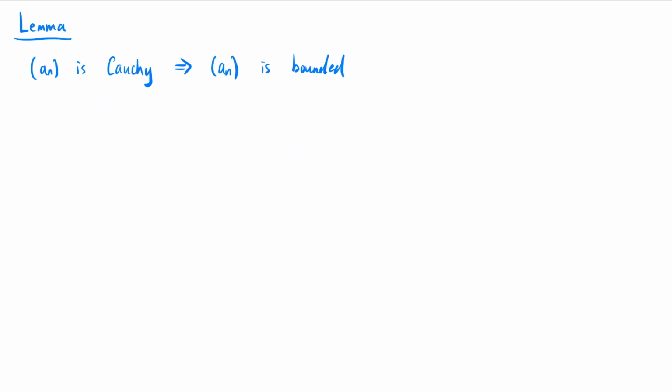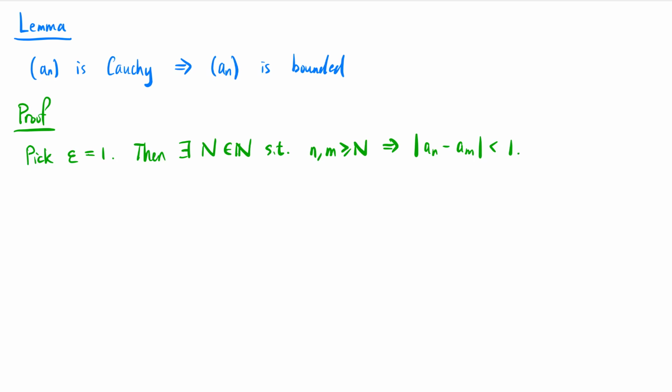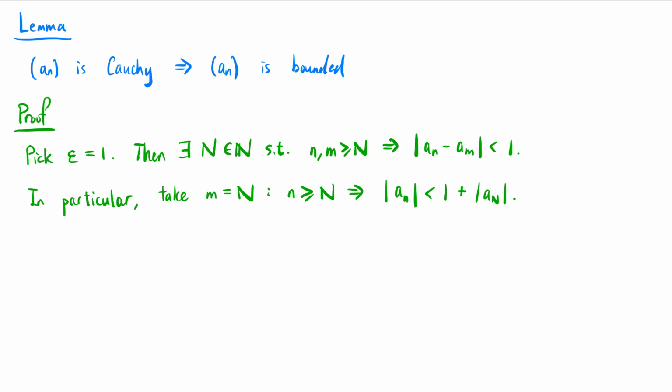Let's prove this lemma, which states that if a sequence an is Cauchy, then it is bounded. We pick epsilon to be equal to 1. Then there exists a capital N, a positive integer, such that whenever n and m are greater than or equal to capital N, we have that the absolute value of an minus am is less than 1. In particular, if we take m equals capital N, then little n greater than or equal to capital N implies that the absolute value of an is less than 1 plus the absolute value of a capital N.